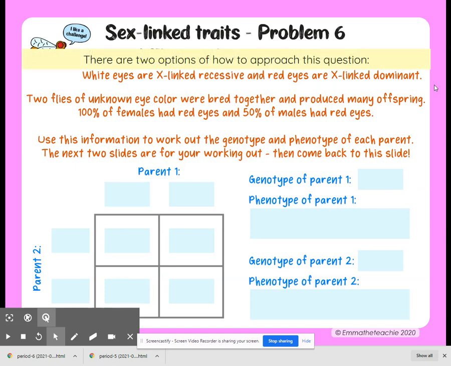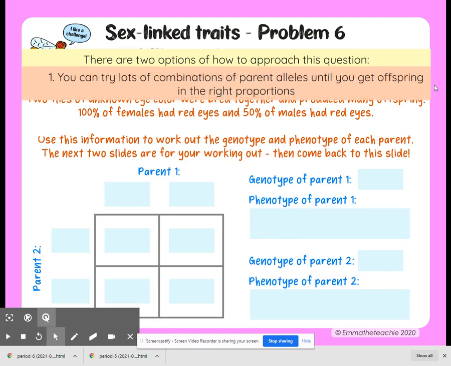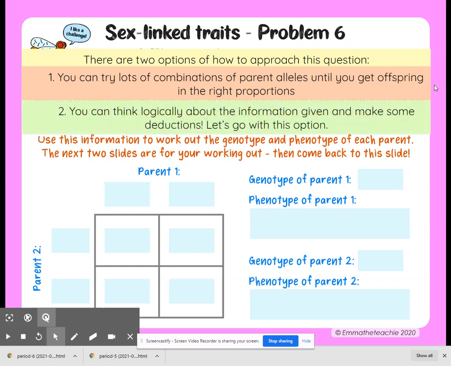Okay, so there are 2 options on how you can attack this question. The first, you can try lots of combinations of parent alleles until you get offspring in the right proportions. The second, you can think logically about the information that you're given and make some deductions. So I'm going to have you go with this option. We're going to walk through this choice.